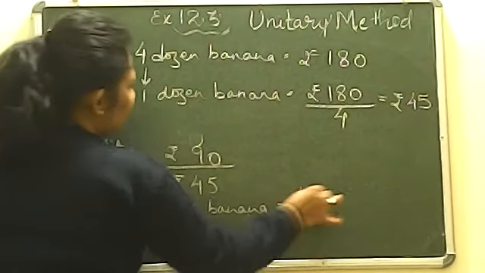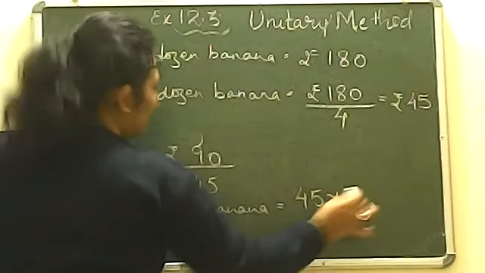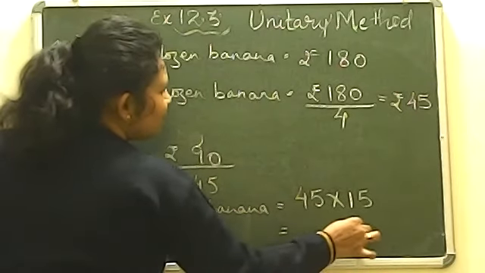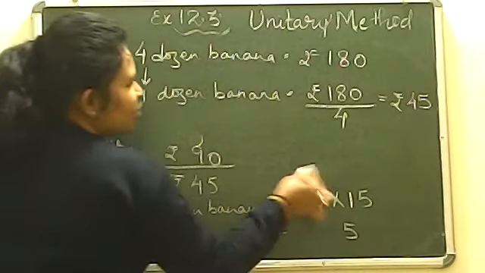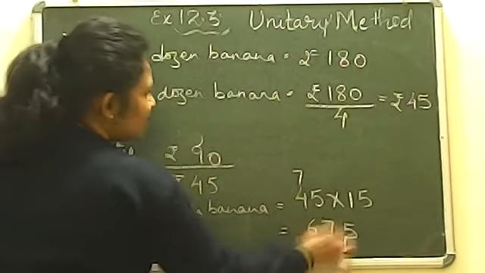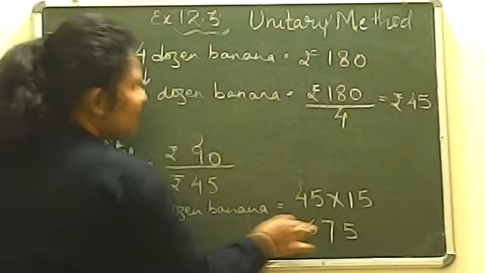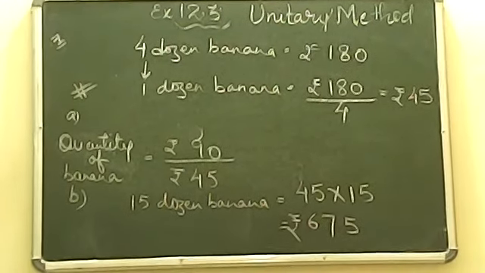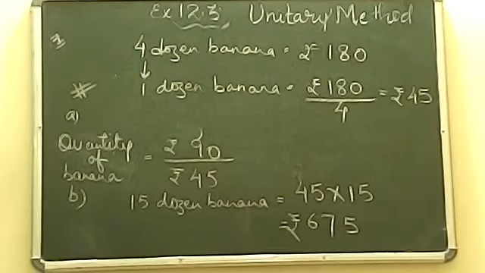So this will be 45 multiplied by 15, which will give you 15 5s are 75, 7 carry. 15 4s are 60, 60 plus 7, 67. So rupees 675 will be the cost of 15 dozen bananas. This question is not so tough, beta. You have to only use your logic in it.